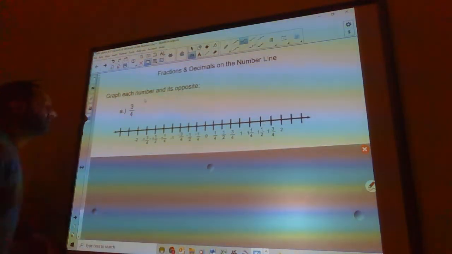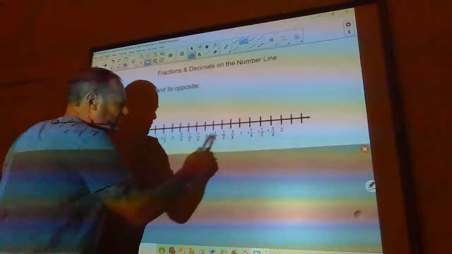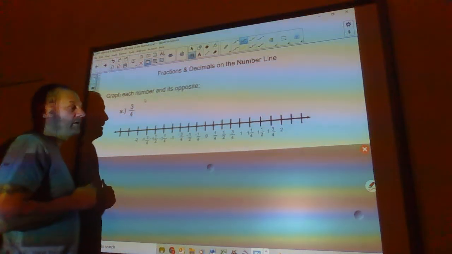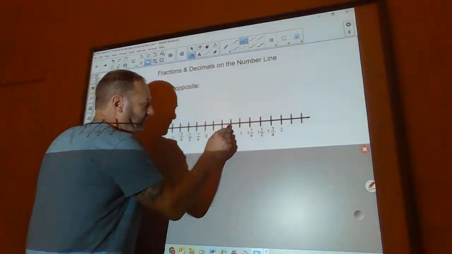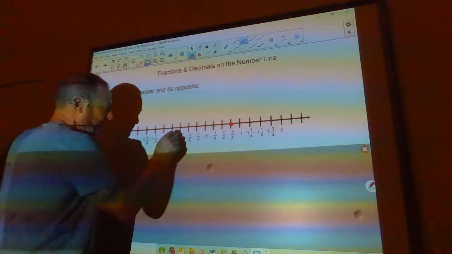So just like we did with other numbers, graph the number and its opposite, so 3/4. So, you know, just change your scale on your number line. 3/4 would be right there. Its opposite would be -3/4.